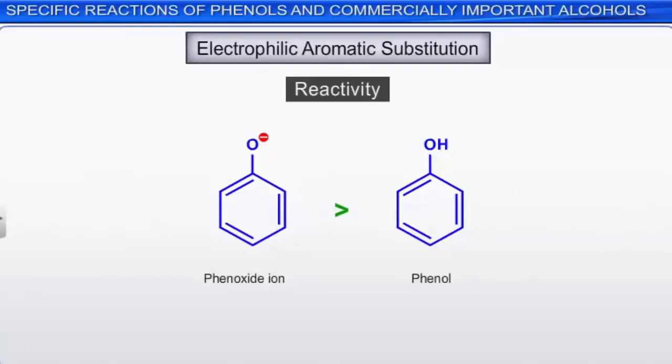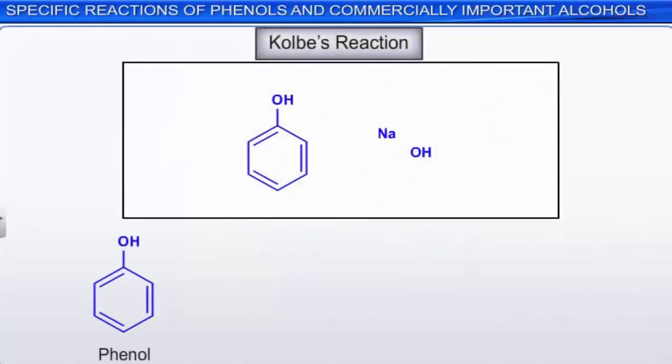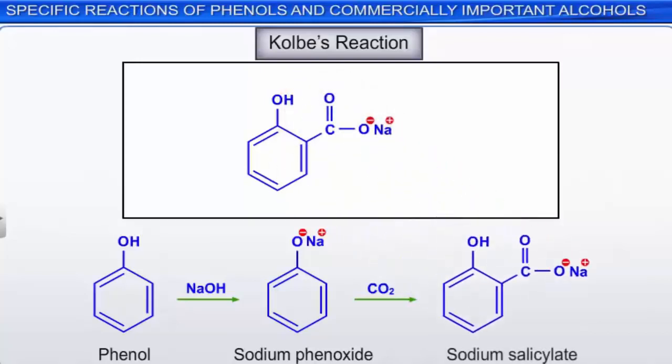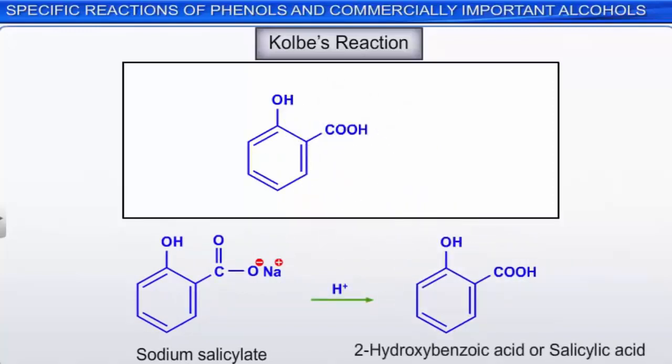Phenoxide ions are even more reactive than phenol towards electrophilic aromatic substitution. Several important reactions of phenols make use of this enhanced reactivity. In the Kolbe reaction, sodium phenoxide is prepared and then subsequently heated with carbon dioxide under pressure. Carbon dioxide, the neutral electrophile, attacks the phenoxide ion to form sodium salicylate. The sodium salicylate, when acidified, forms 2-hydroxybenzoic acid or salicylic acid. The ortho position is favored in Kolbe synthesis.